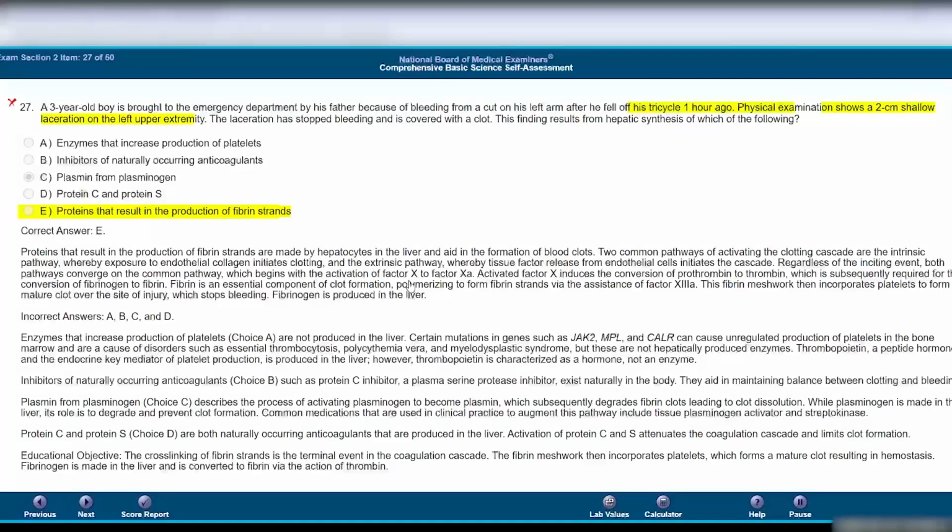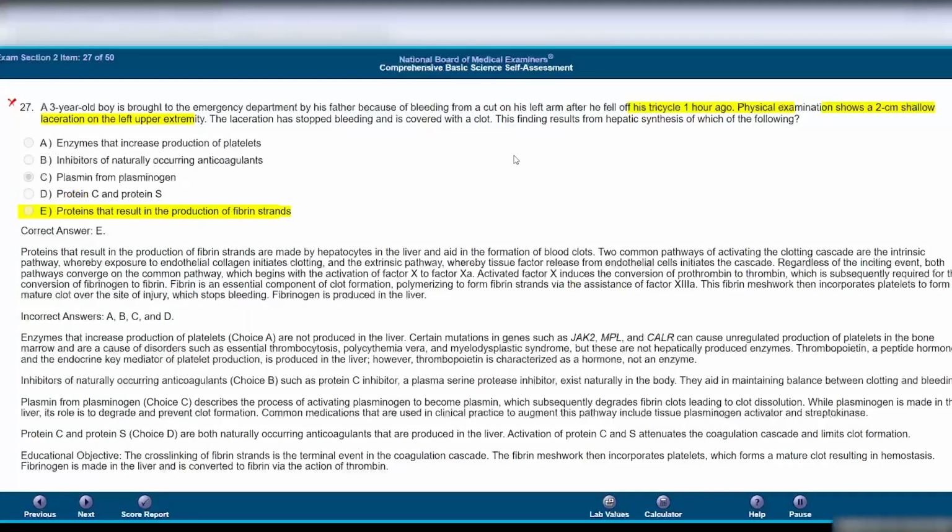A 3-year-old boy is brought to the emergency department by his father because of bleeding from a cut on his left arm after he fell off his tricycle 1 hour ago. Physical examination shows a 2 centimeter shallow laceration on the left upper extremity. The laceration has stopped bleeding and is covered with a clot. This finding results from hepatic synthesis of which of the following? I guess now I would know the liver synthesizes a lot of the clotting factors. And 100%, now I would pick E, but before I didn't really know.